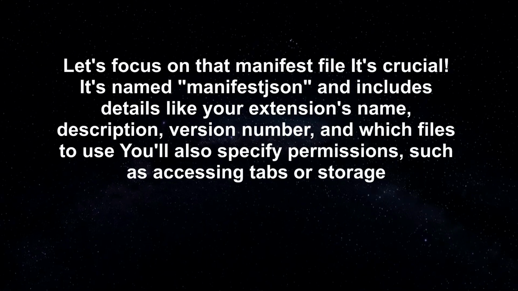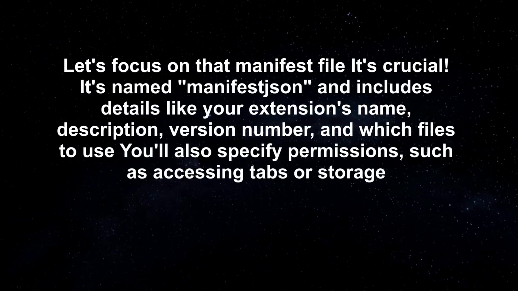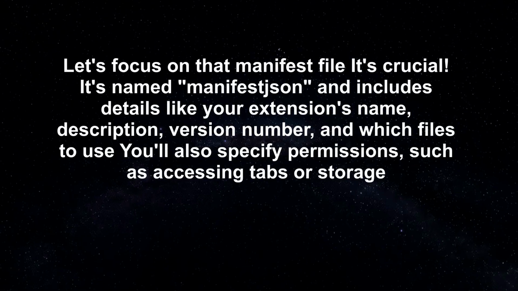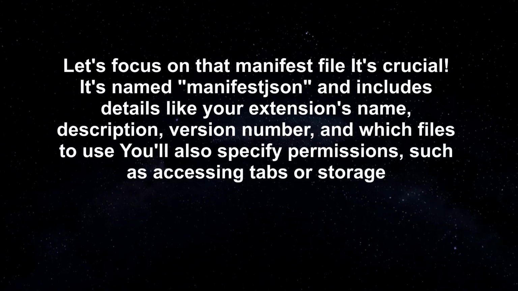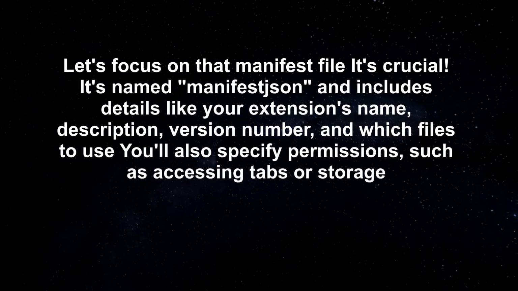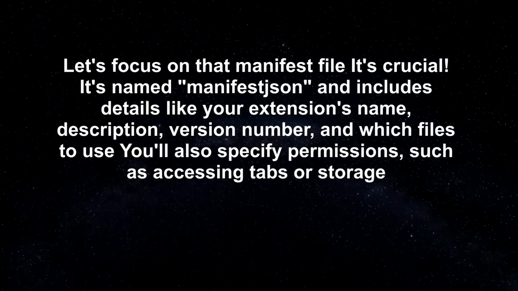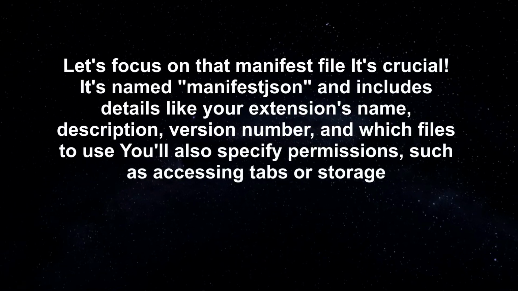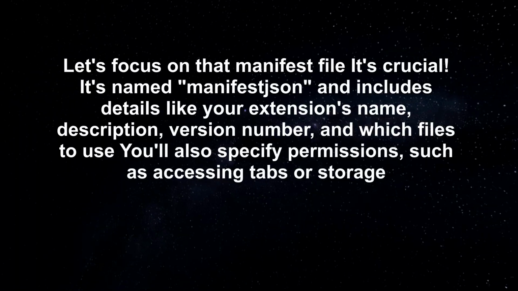Let's focus on that manifest file. It's crucial. It's named manifest and includes details like your extension's name, description, version number, and which files to use. You'll also specify permissions, such as accessing tabs or storage.